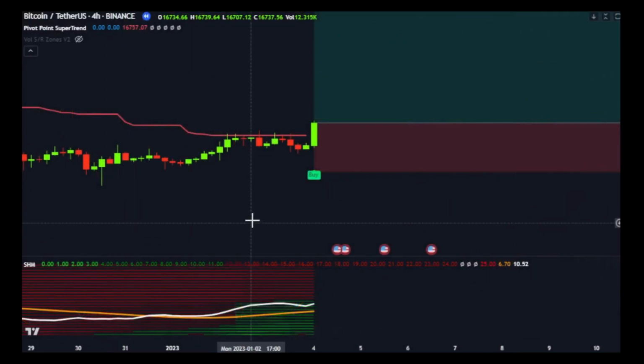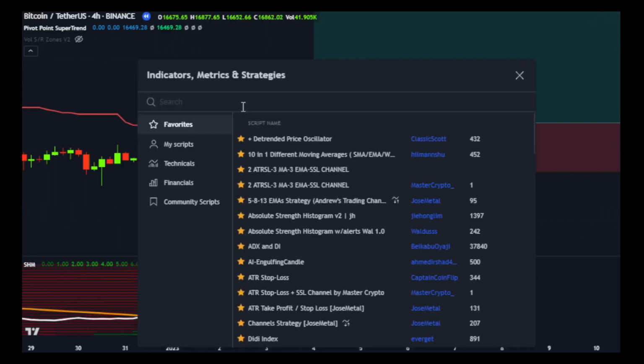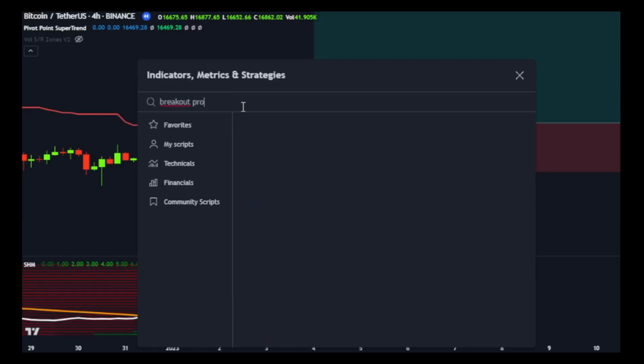Before the end of the video, I would like to show you one more indicator. It will help you to know if the trade is more accurate. The indicator is called breakout probability created by Zierman. We are going to modify its inputs.